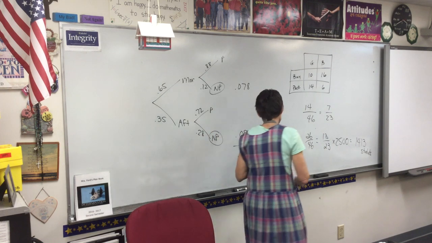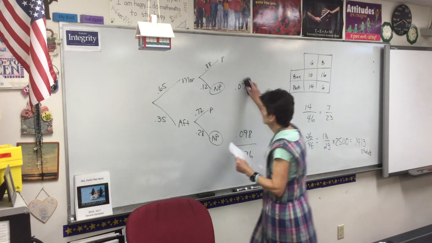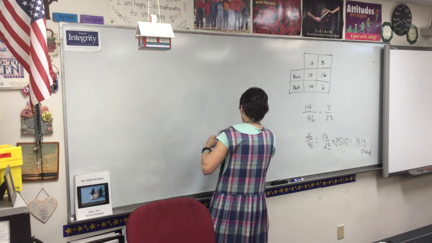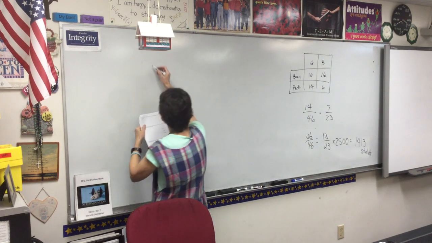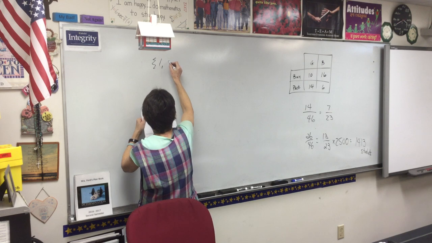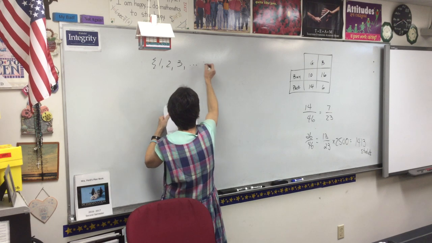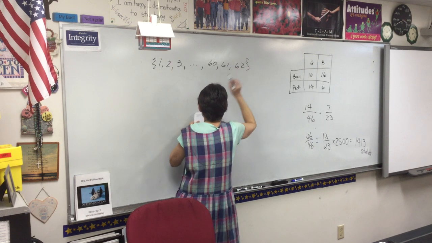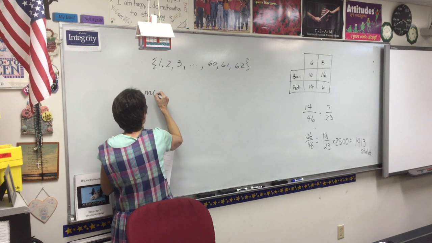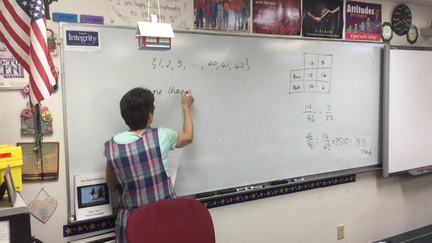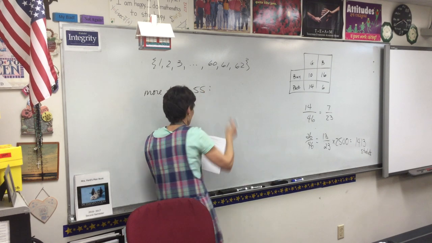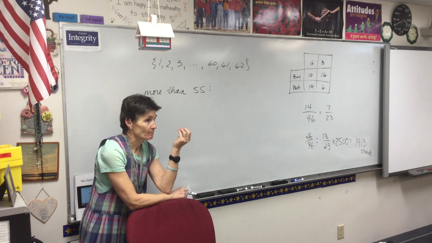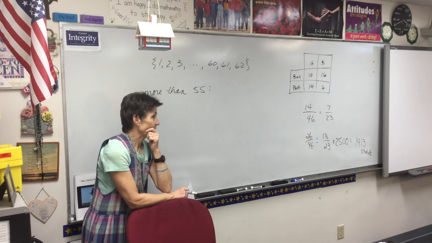All right, here we go. Now we've got the set of integers from 1 to 62, and we want to be more than 55. What's the probability of reaching in, grabbing a number out of this stack, and being more than 55?